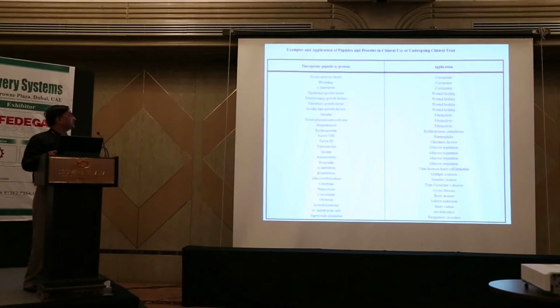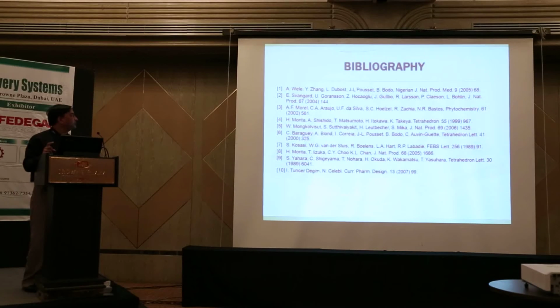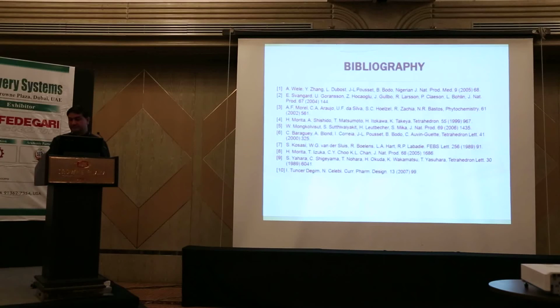Some of the examples I have cited for peptides and proteins in clinical use or undergoing clinical trials. Everybody is aware of tumor necrosis factor, proleucin, but chemically these are peptides which are in the body. Fibroblast growth factor, insulin-like growth factors. Some of the bibliography I cited. Thanks a lot. Thank you.